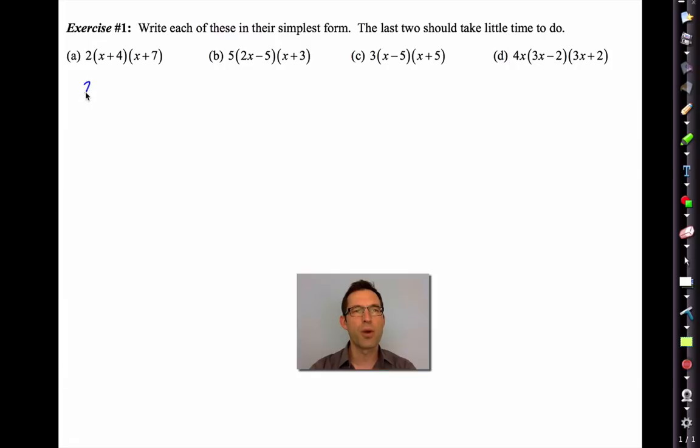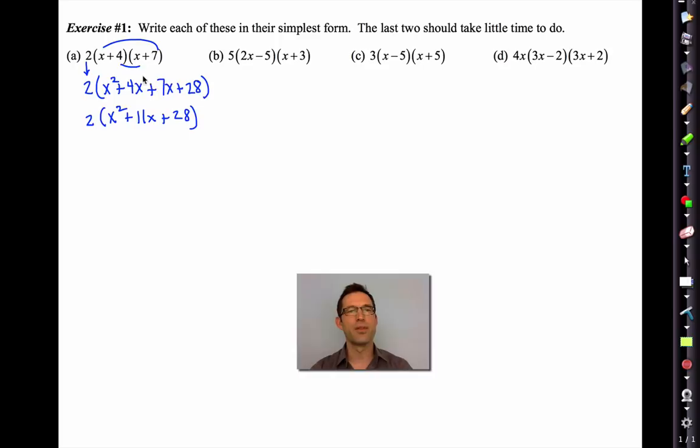In this first problem, I'm not going to do anything with the 2, and I'm going to multiply all of this stuff out. So I've got x times x, which is x squared. I've got 4 times x, which is 4x. I've got 7 times x, which is 7x. And I've got 4 times 7, which is 28. I'm just going to keep writing this 2 down. 7x and 4x is 11x plus 28.